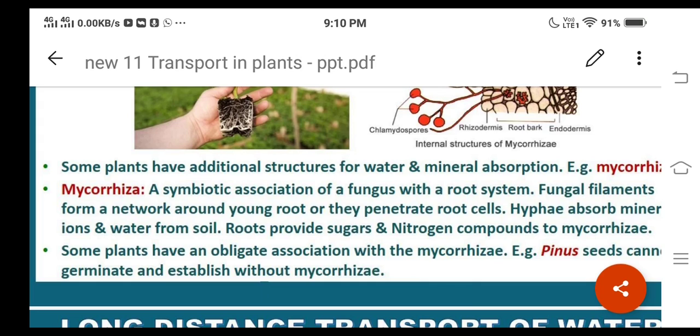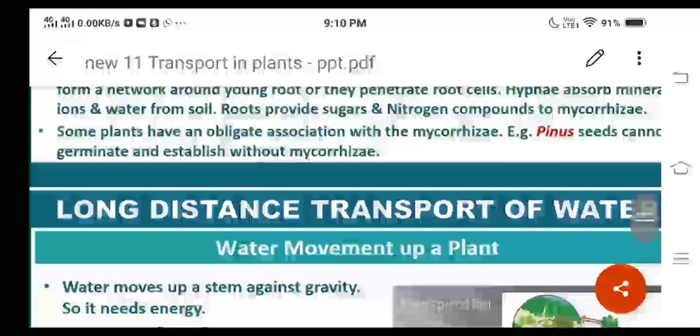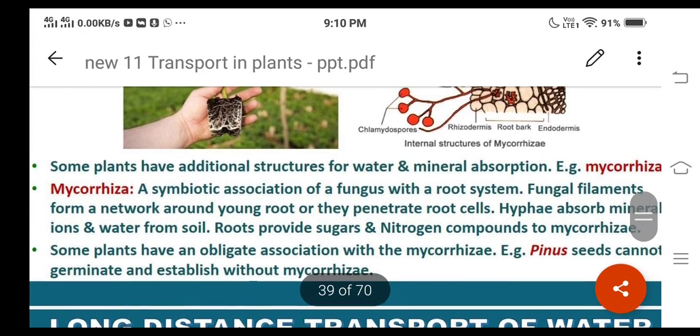In the next concept, we are going to study one more concept called water movement up a plant. I will explain it in the next class.